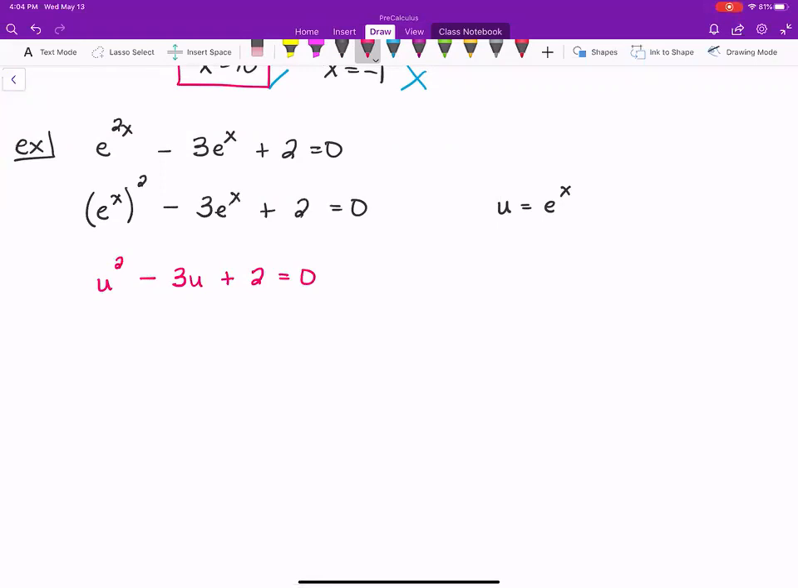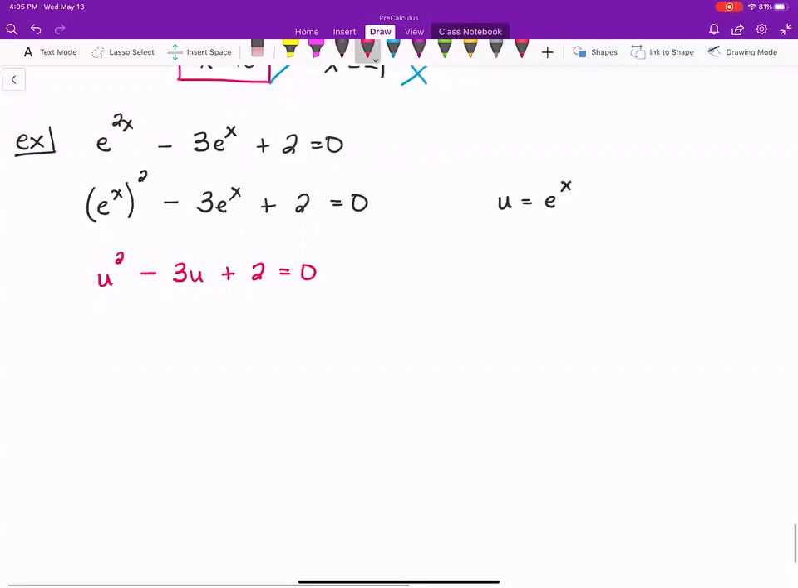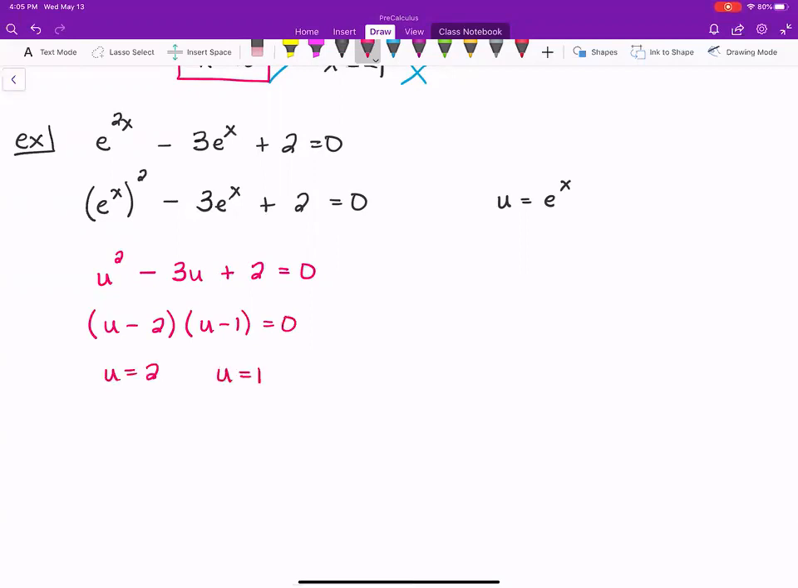So I've done a substitution and basically I've made myself a quadratic equation. Variables are arbitrary, so whether this was x squared minus 3x plus 2 is no different. So I can now solve this by factoring. And this is pretty straightforward for factoring. So u minus 2 and u minus 1. And when I set each of those equal to 0, I would get u equals 2, and I would get u equals 1. But the problem's not done.